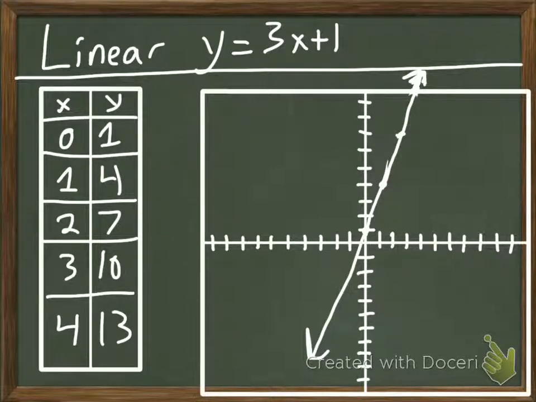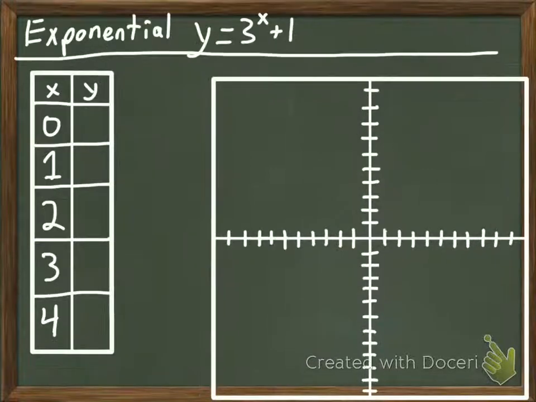So that is a linear function. It's linear because it makes a line. Now this is what happens when we work with an exponential function. Here we say y equals 3 to the x plus 1. So 3 is to the power of x. So when we plug in 0 here, we get 3 to the 0 plus 1, which gives us 2.